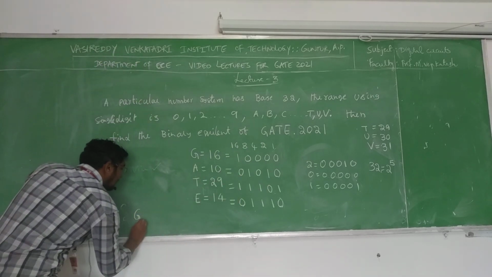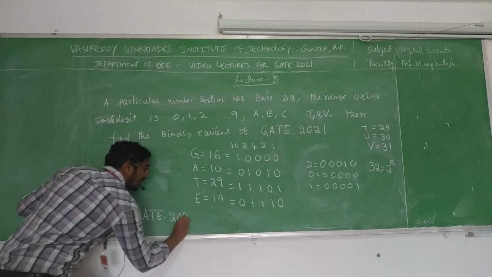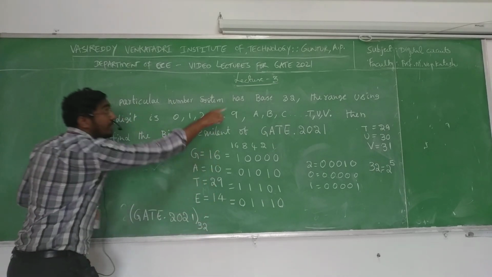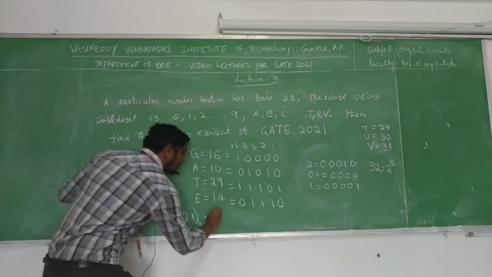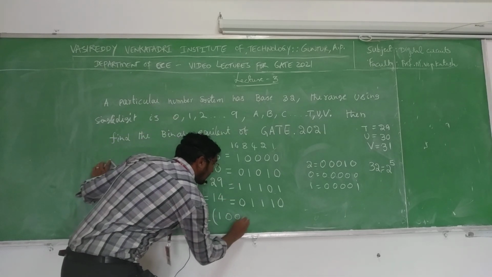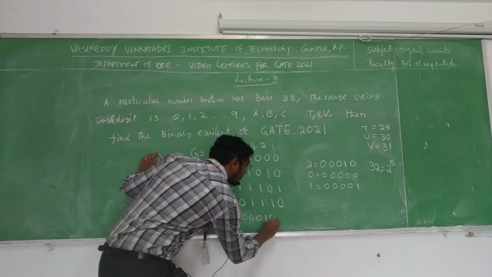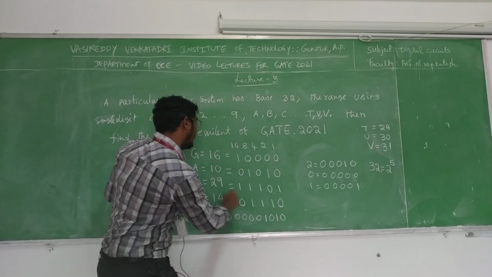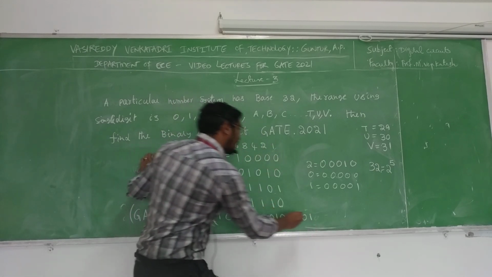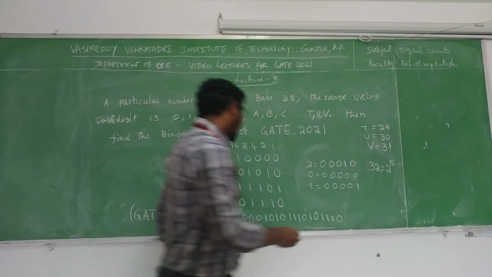Now we write the answer. GATE 2021, in base 32. This is base 32. They have given it in binary. G is 1 followed by 4 zeros. Then A is 0 1 0 1 0. Then T is 1 1 1 0 1. Then E is 0 1 1 1 0. Okay, we got GATE done.